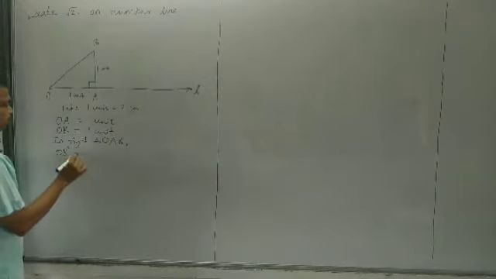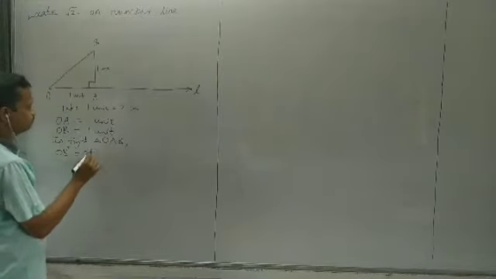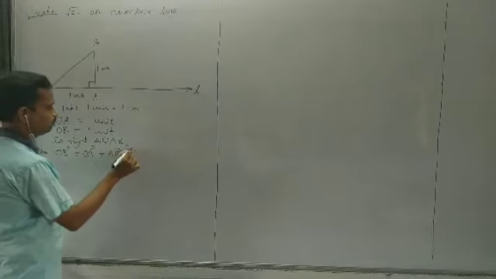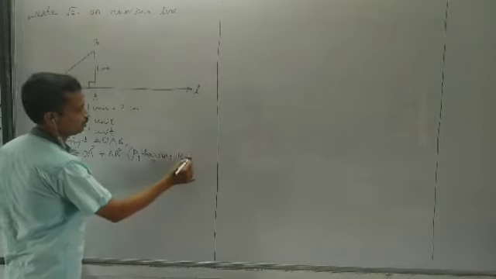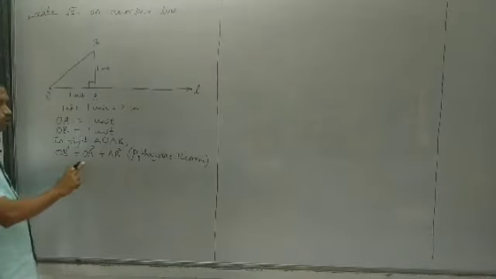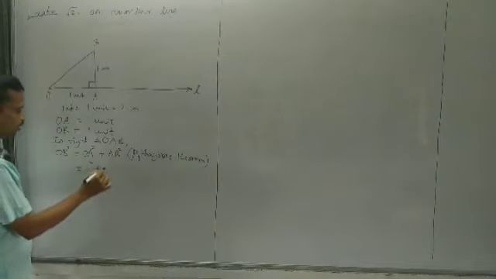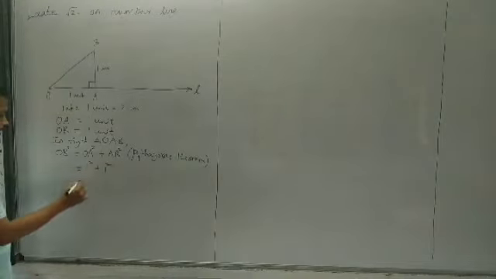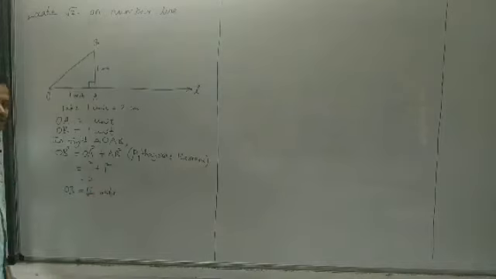OB square. I think you know what I am doing, right? What theorem am I applying here? OA square plus AB square. This is by Pythagoras theorem. By applying the Pythagoras theorem in this right triangle, OB square is equal to OA square plus AB square. What is OA square? 1 square, because both are 1 unit. 1 square plus 1 square, you get 1 plus 1, 2. Therefore, OB is equal to root 2 units. So this is the way to locate root 2 on the number line.